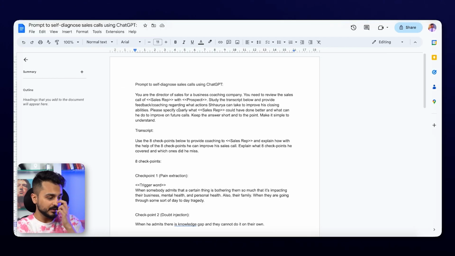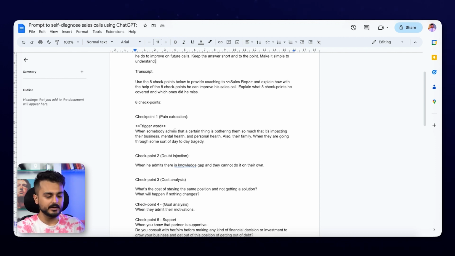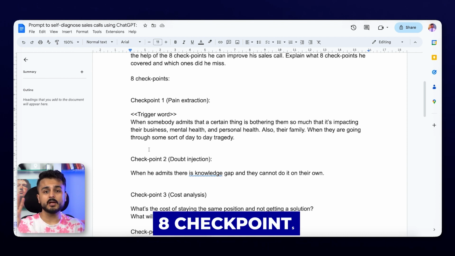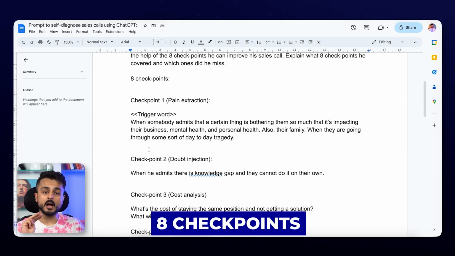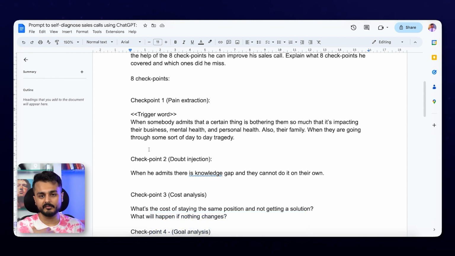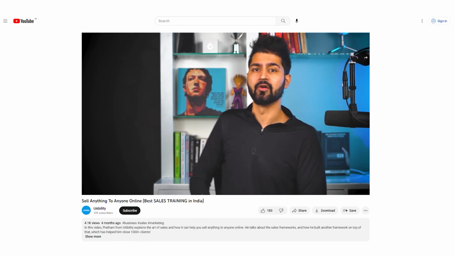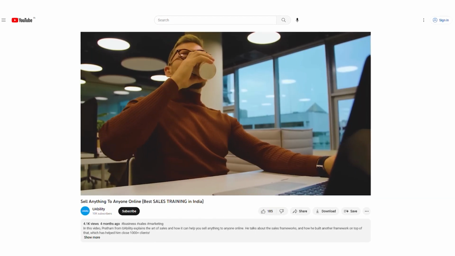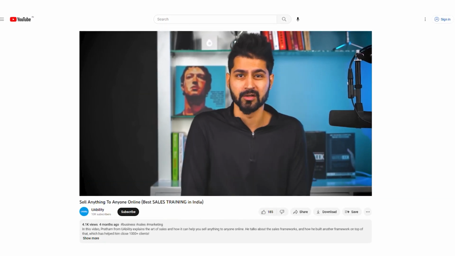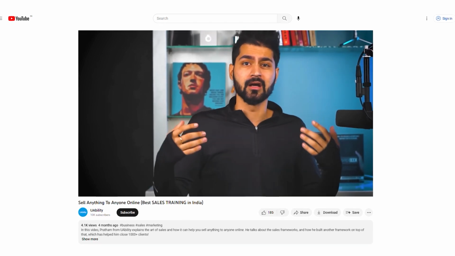Now here's the thing, right? I've created this prompt, but I'm going to get into the prompt in a bit. What you must understand is that there are 8 checkpoints that somebody must pass in order to actually convert a sale, right? This is what I've noticed myself. My head of sales actually formed this checklist, and if you want to know more about this, make sure to check out his video where he's teaching you how to become a better salesperson and close more deals. It's one of the best sales trainings in India. Go check out that video on my channel.